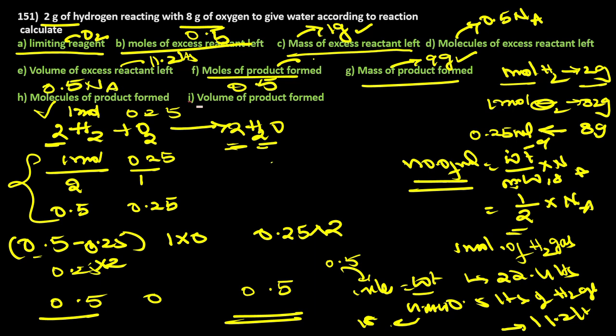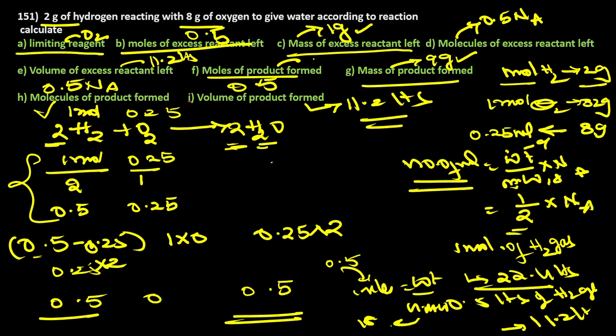Next one, volume. H2O is a gas here, so we go in the same fashion. 0.5 moles: 1 mole of H2O forms 22.4 liters, so 0.5 moles is also how much? 11.2 liters volume is formed. So this is the question.